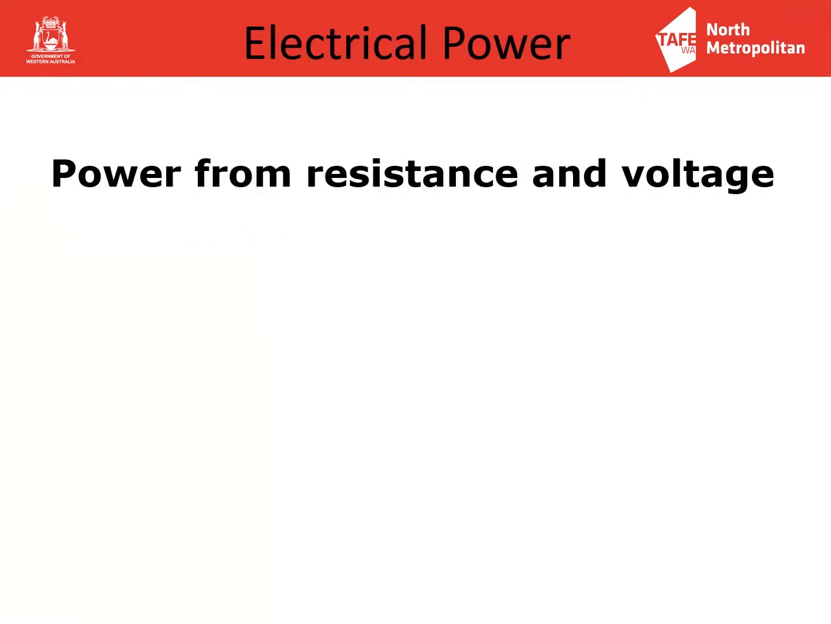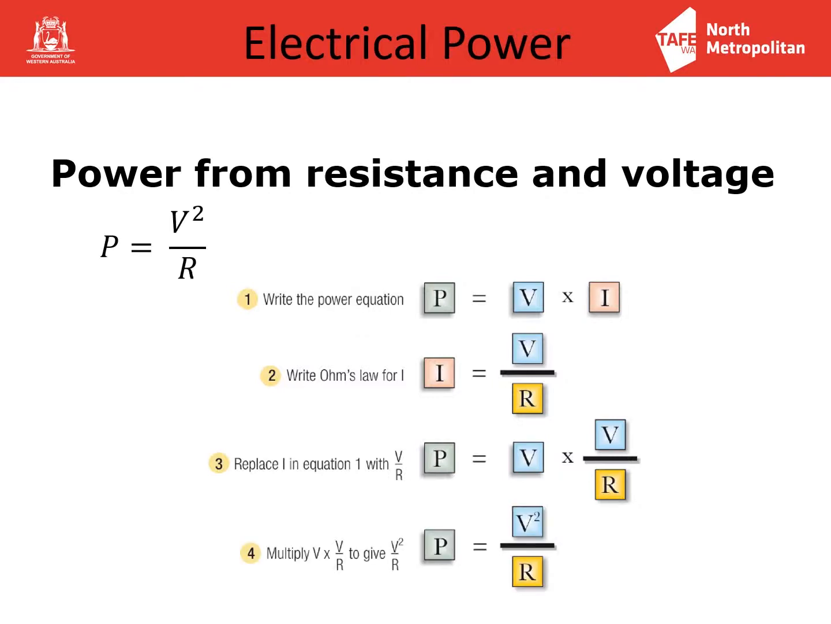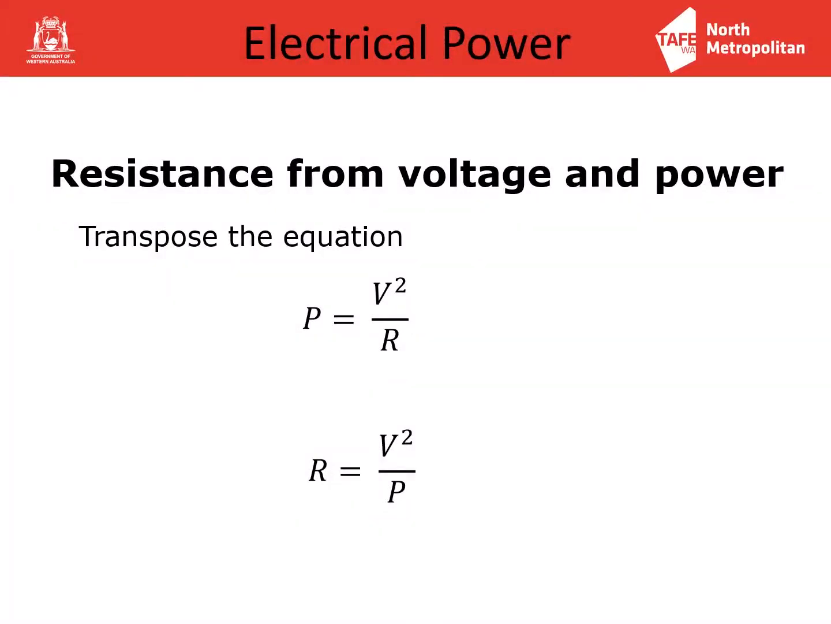Sometimes you may want to calculate the power if you only know the voltage and the resistance. Write down the equation for power equals voltage times current. Now write down the Ohm's law equation for current equals voltage divided by the resistance. In the power equation, substitute the current term for the Ohm's law result for current. Power equals voltage times the voltage divided by the resistance. This can be simplified to power equals V squared on R. Further transpositions can be done.